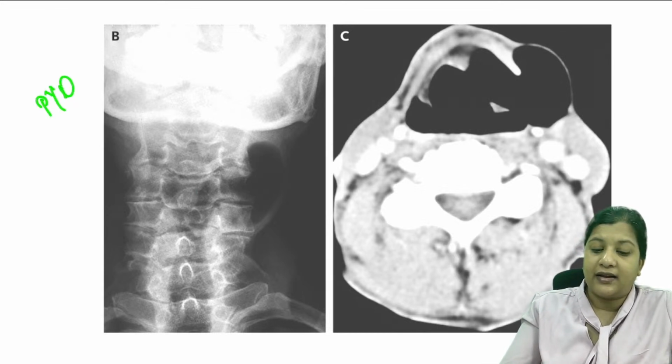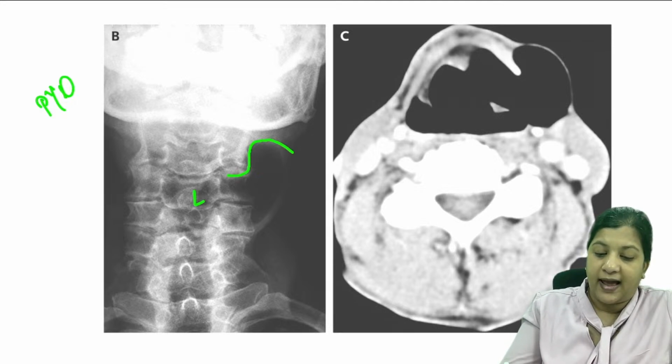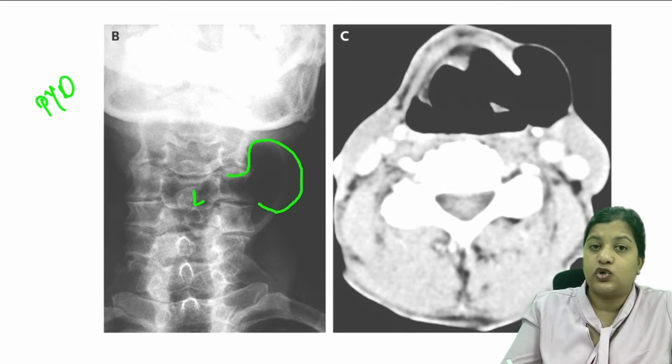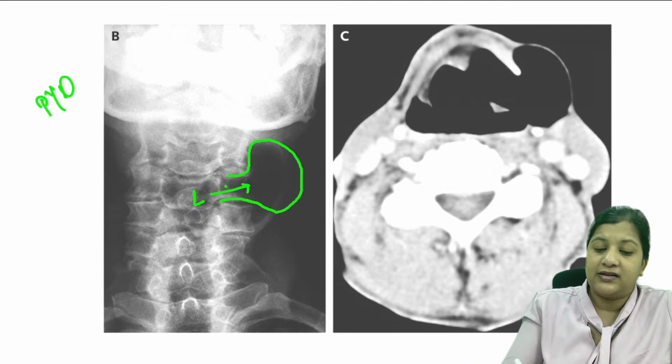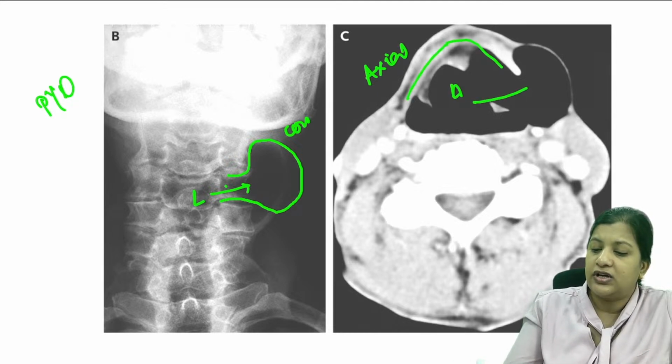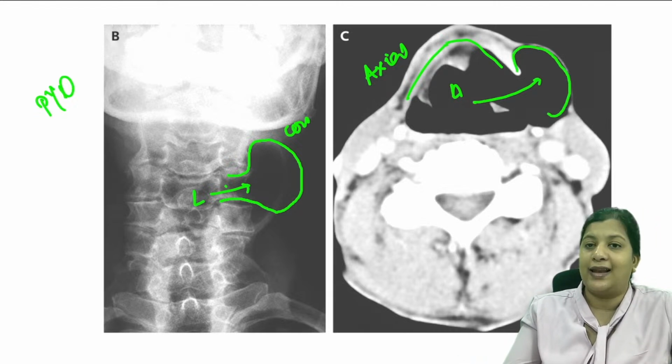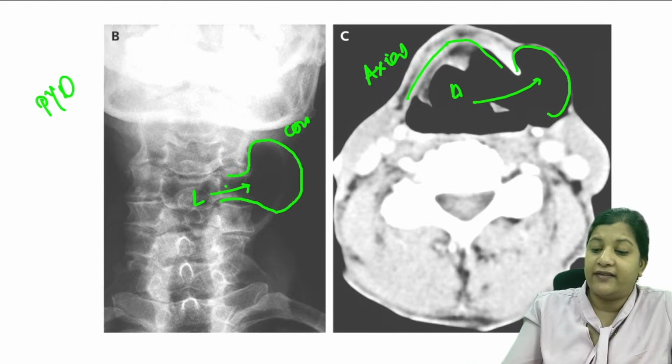Look at this. At the level of your larynx, you are having a black column of air and a swelling coming from the larynx and going laterally. This is your coronal view. But if I take the same patient's axial view at the level of the larynx, because I know this is your thyroid cartilage, you are seeing that there is an air-filled cystic swelling coming from the larynx laterally. What would this be called? Yes, very good.